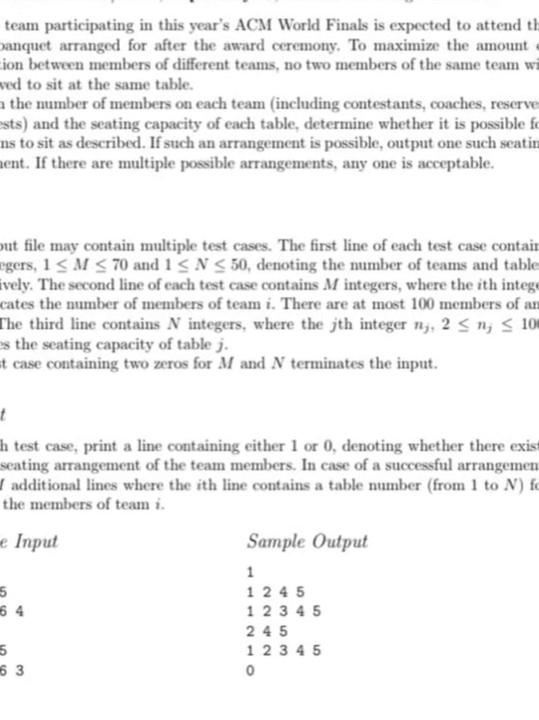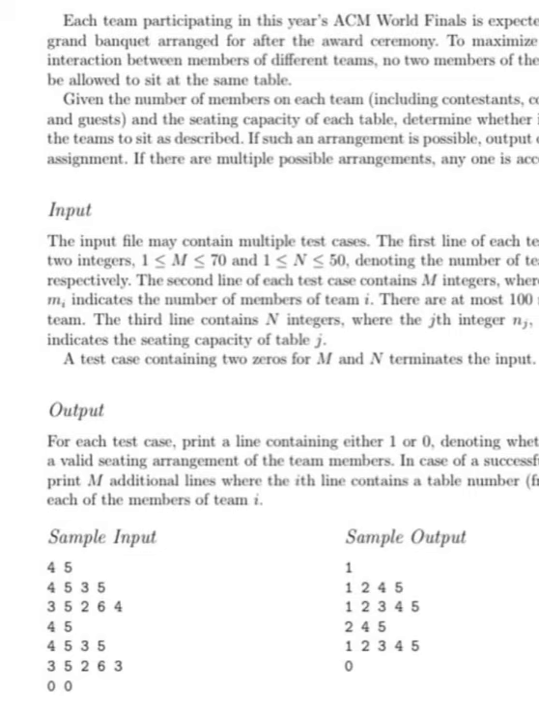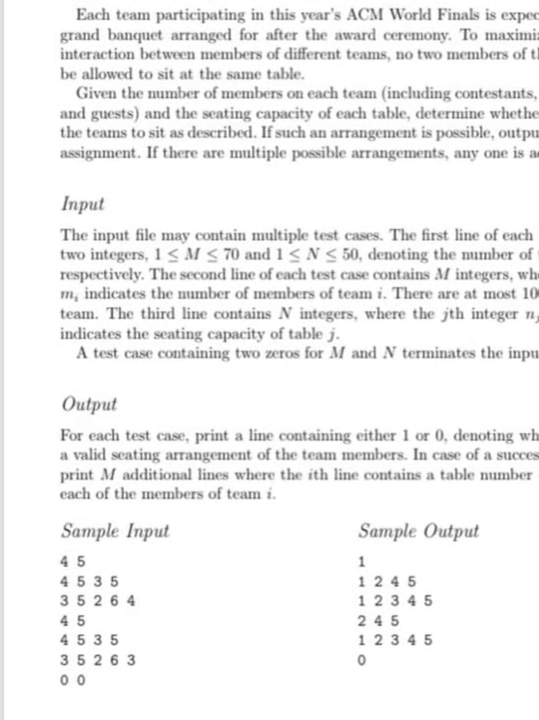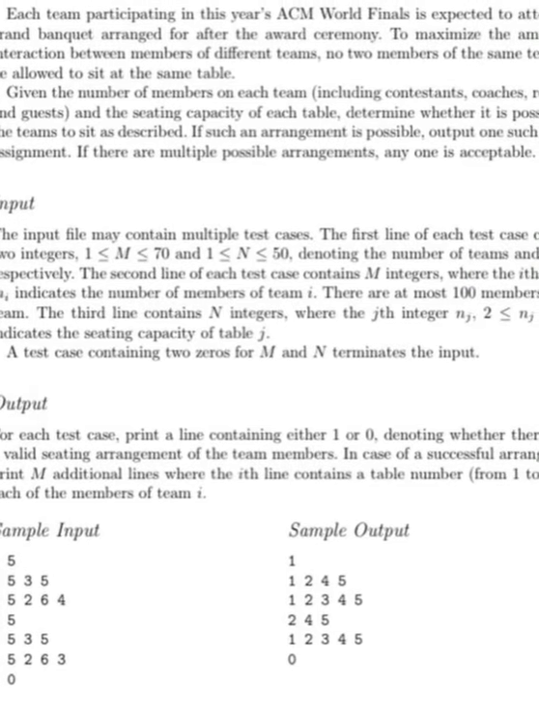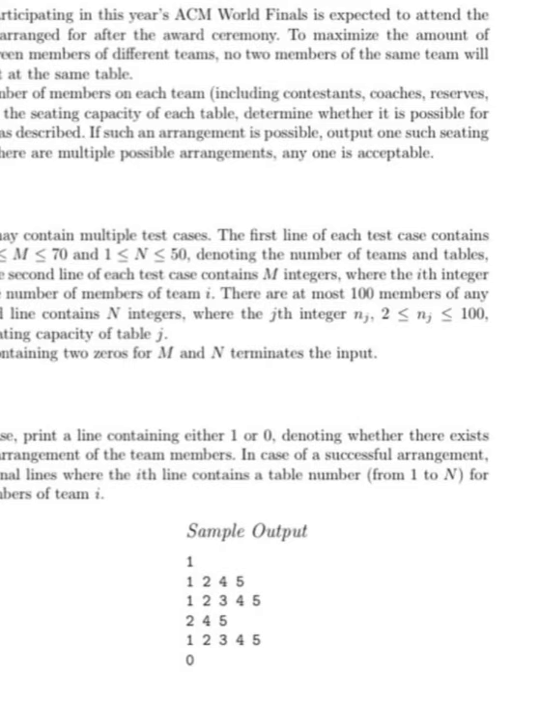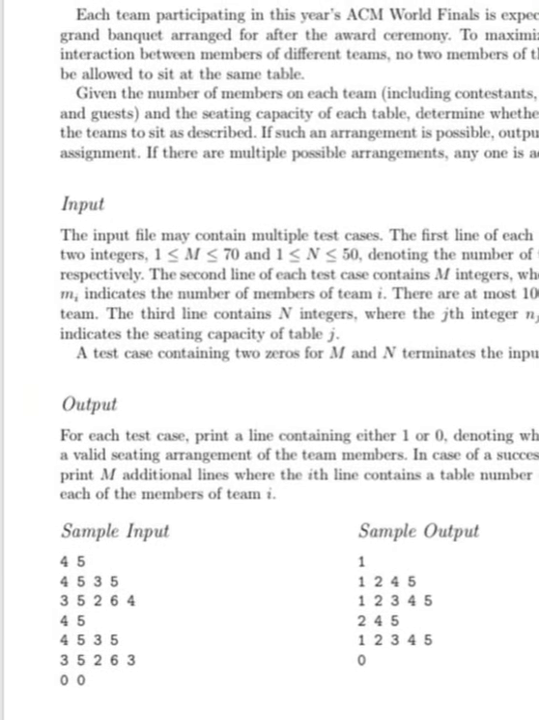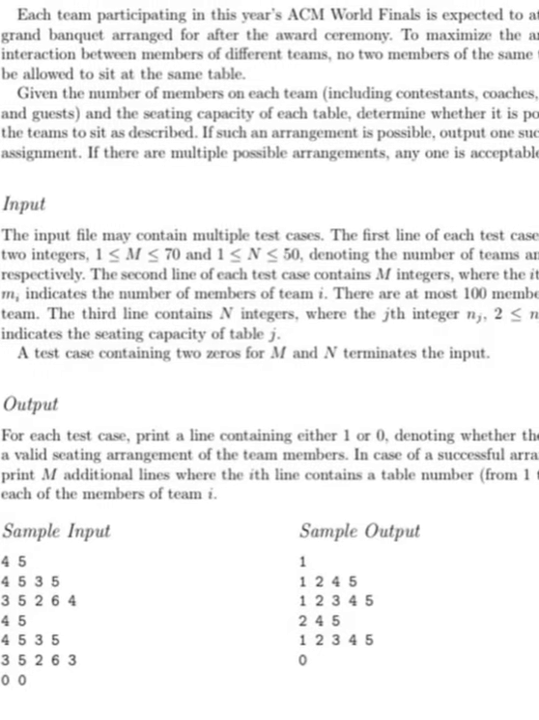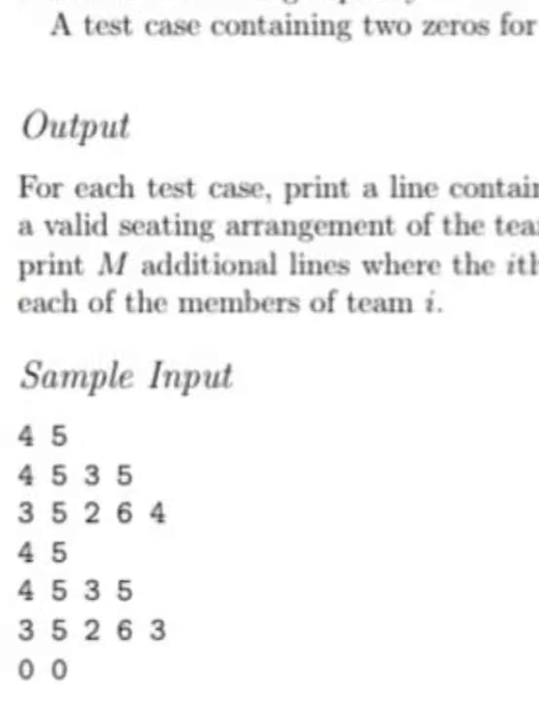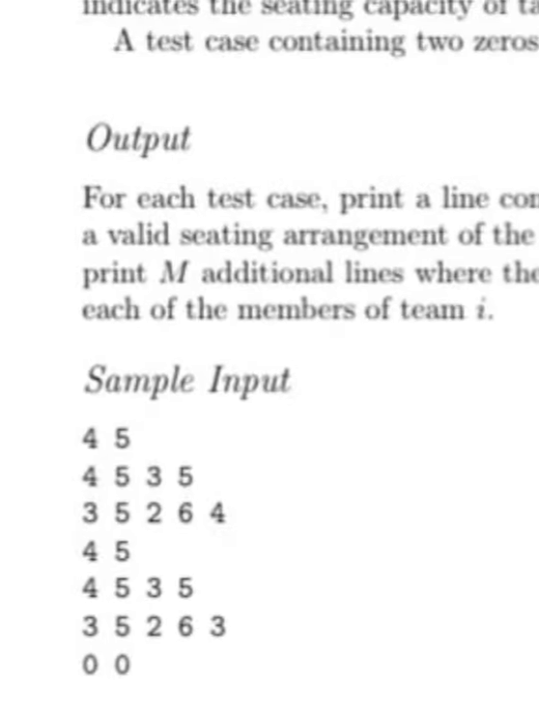There are at most 100 members in a team. So there could be 100 members in a team. The third line contains n integers, with the jth integer nj from 2 to 100 indicating the seating capacity of the tables. The test case containing 0 for m and n terminates the input.